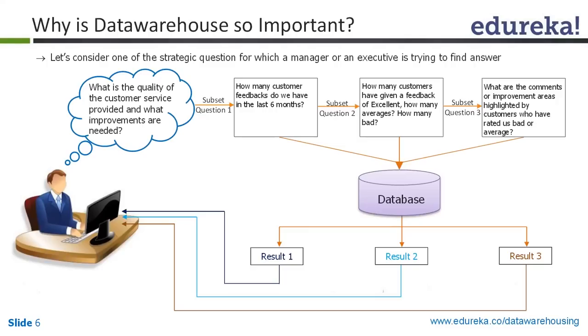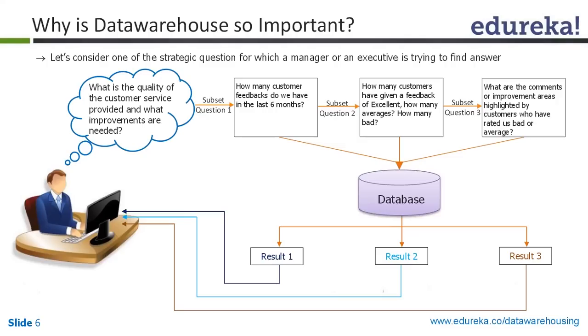How many customer feedbacks do we have in the last 6 months? That is the first subset question that he has asked, which is derived from the overall question. Now he will fire a query on the database to analyze. The database holds every customer feedback that he has got, so he will just make a statistic out of it: how many customer feedbacks.